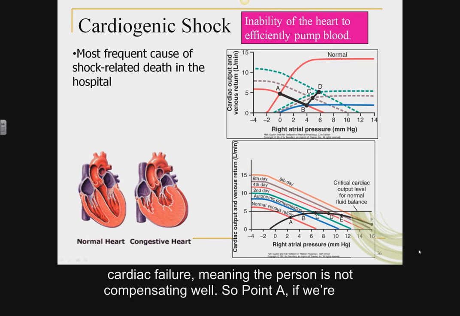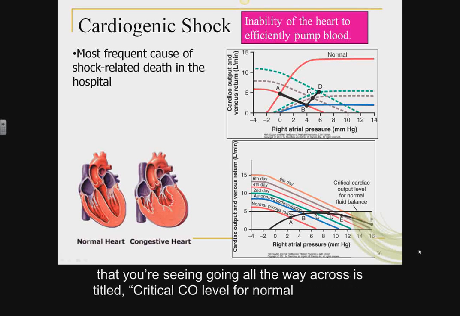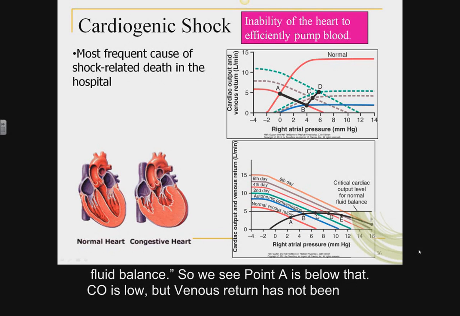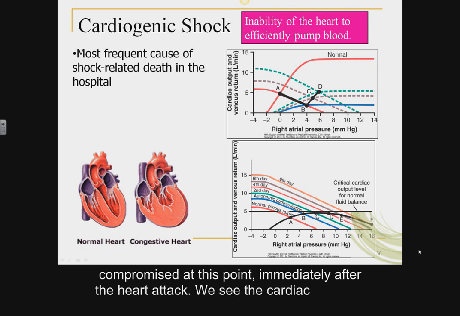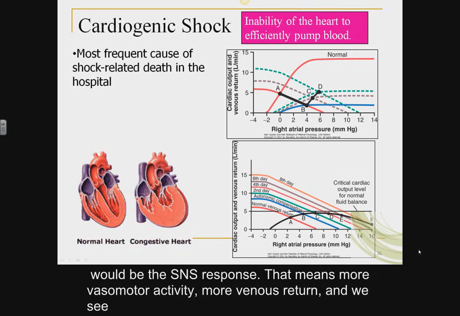In the bottom picture, we can repeat this scenario, but now we can show decompensated cardiac failure, meaning the person is not compensating well at all. So point A, if we're looking at this graph, is right after the heart attack. Cardiac output is below normal. The black line that you're seeing going all the way across is titled Critical Cardiac Output Level for Normal Fluid Balance. We see point A is below that. Cardiac output is low, but venous return has not been compromised at this point, not immediately after the heart attack. We see the cardiac output is about 3 liters per minute.